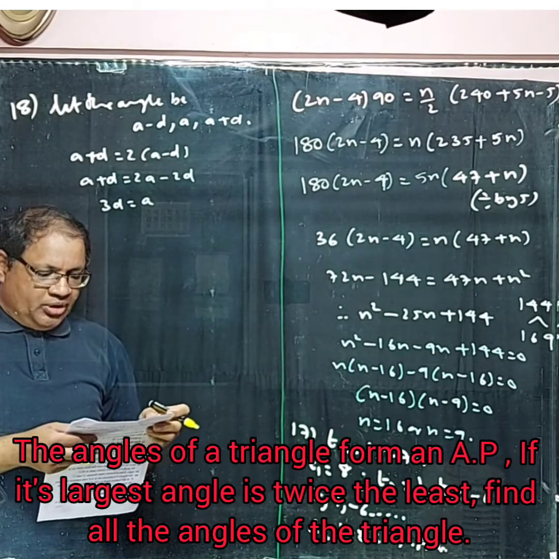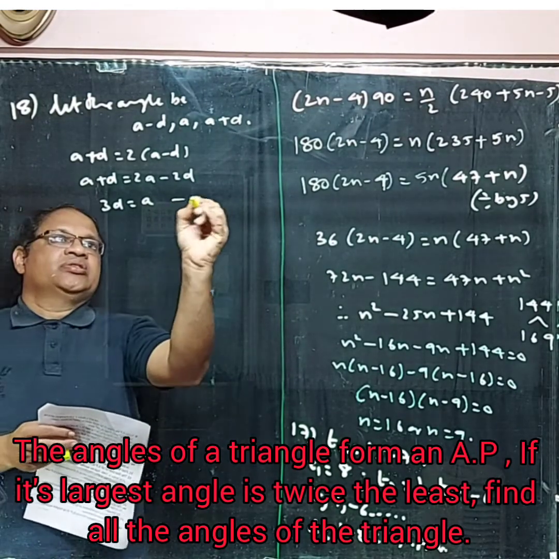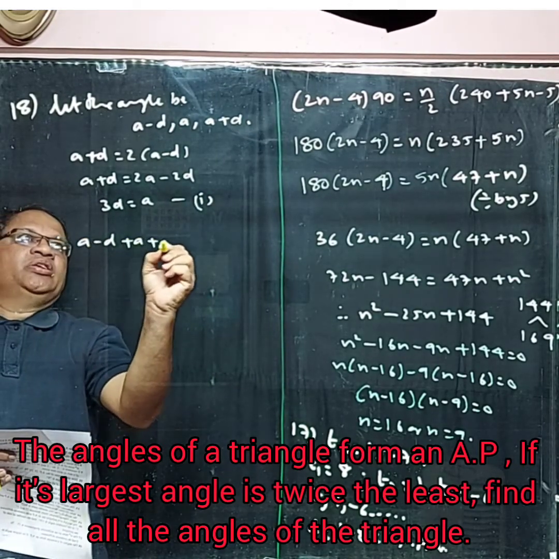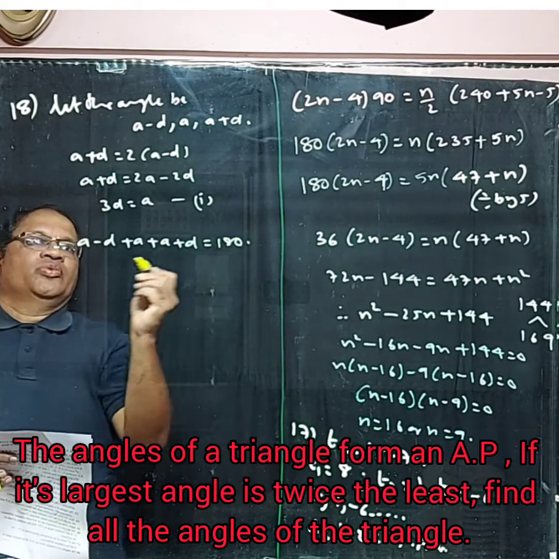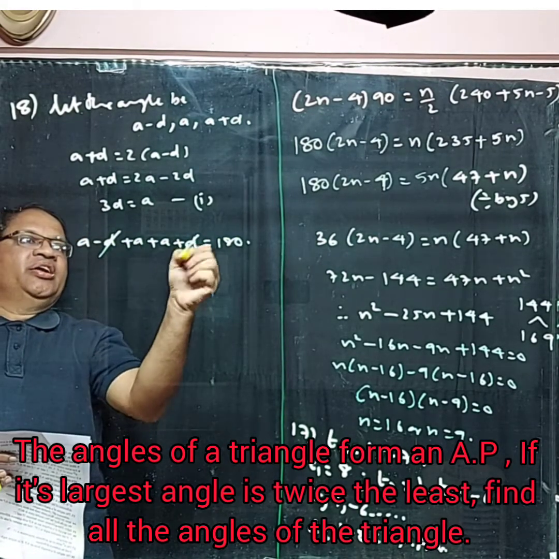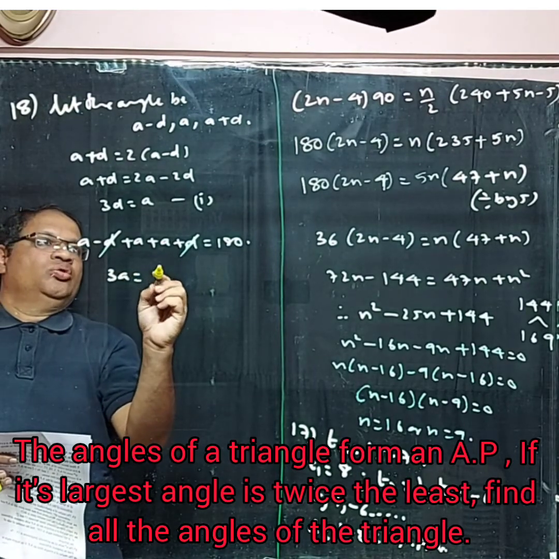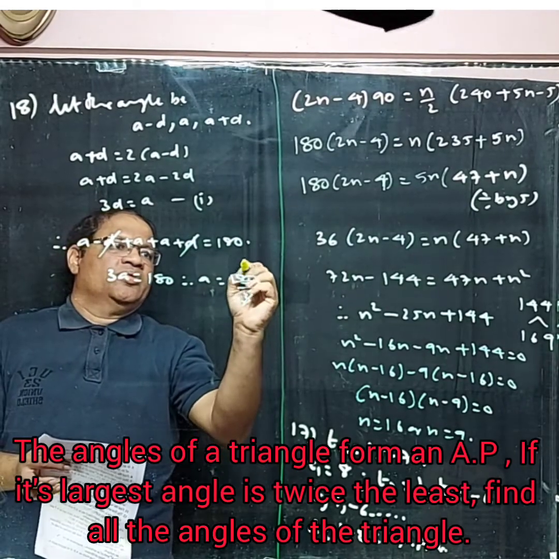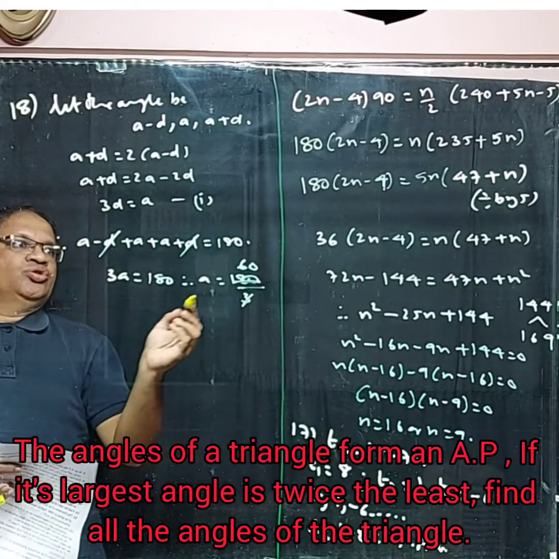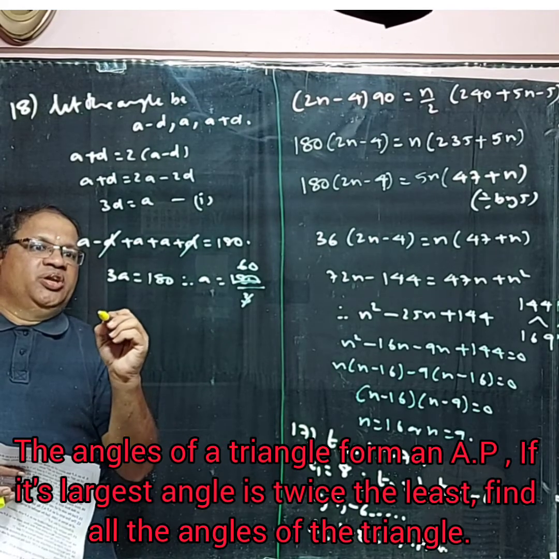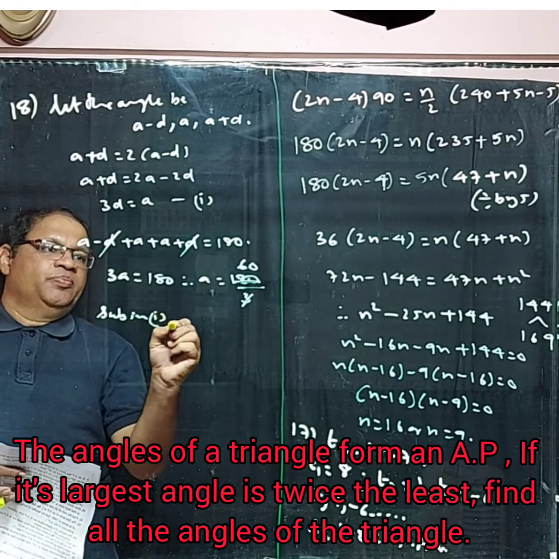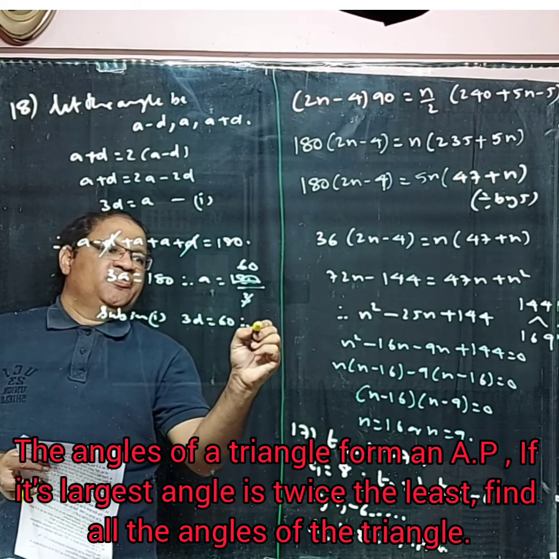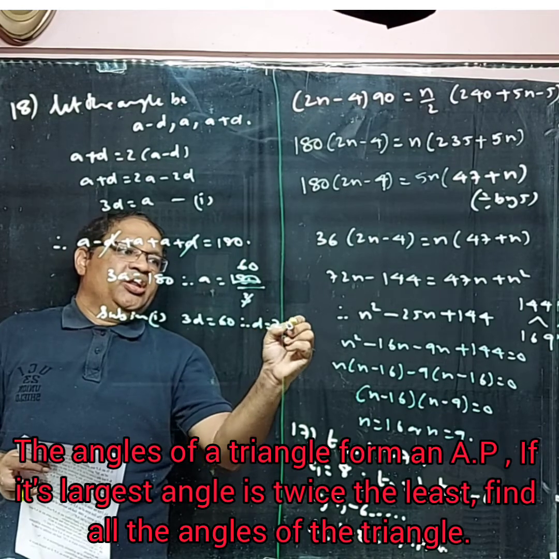And what else? Now sum of the angles of a triangle is 180, right? Therefore A minus D plus A plus D is 180. So this D and D get cancelled. 3A is equal to 180. Therefore A will be 180 upon 3, 60. So if A is 60, then what will be D? Substitute in 1. So 3D is equal to 60. Therefore D is equal to 20.